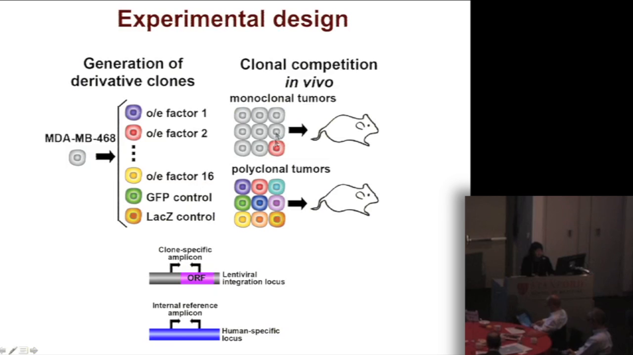And then we did experiments where we mixed this clone against the parental cells. We call these the monoclonal tumors. And then we had other experiments where we mixed all of the clones or a subset of clones, and these are the polyclonal tumors. And then we had a PCR assay that could detect the clonal frequency by using a clone-specific amplicon against a reference amplicon that is the same in all of the cells. Then we assessed tumor growth, metastatic ability, and also analyzed the properties and clonality of the tumors.